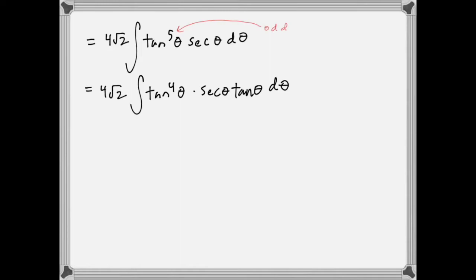And I know I need to convert those tangents to secants. So I know that tan squared theta is equal to secant squared theta minus 1. And so I know that if I square both sides, then I get tan to the 4th theta. So this is what I get.